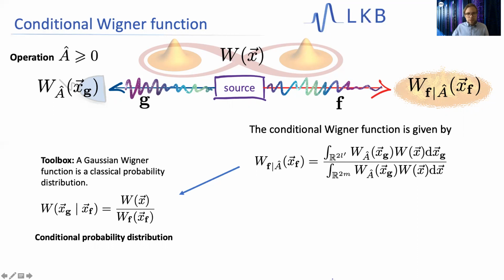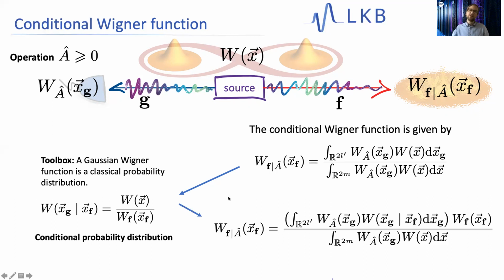And so this conditional probability distribution is just defined by the following identity, where WF is the reduced state of W to the modes F. So if W here, the global Wigner function produced by the source, is Gaussian, WF, the reduced state to the modes F, will also be a Gaussian. And I'm going to now use this conditional probability distribution and insert it into this expression.